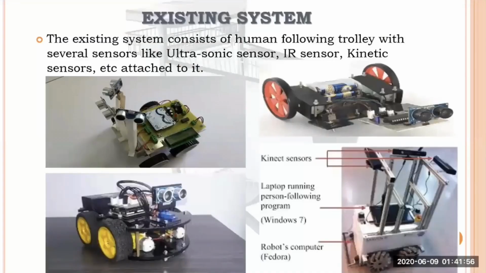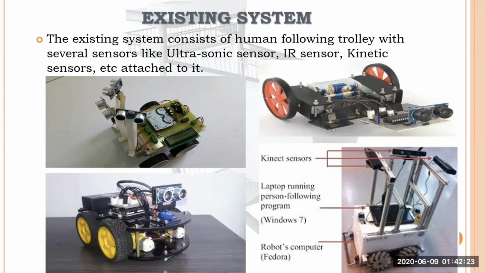Moving on further, we can see in the images, in the first image, it is using an ultrasonic sensor to calculate the distance between the human and the trolley. In the second image, instead of an ultrasonic sensor, we could make use of IR sensors or a Kinect sensor to sense the motion of the user and follow him. These different sensors were attached to the trolley and make the trolley move. This was the existing system.